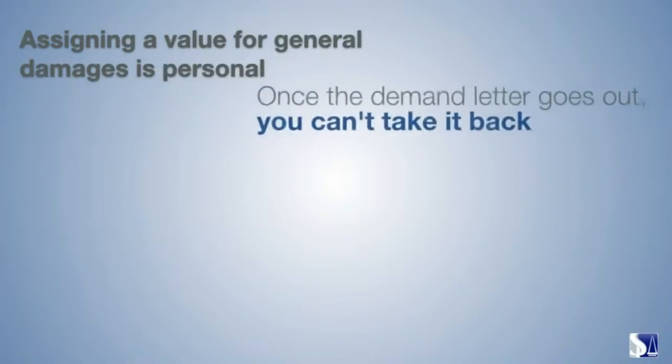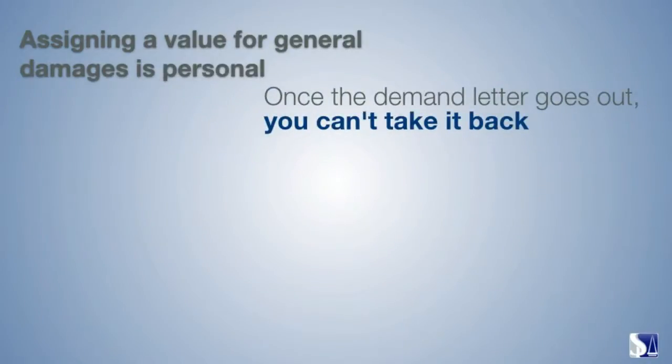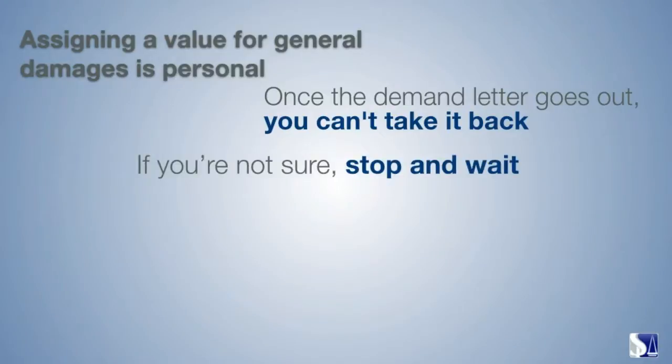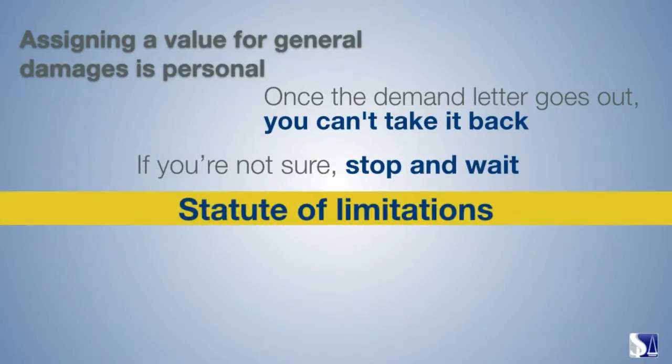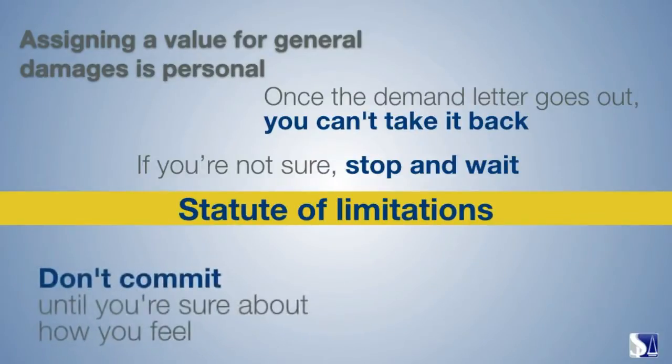Once that demand letter goes out, you can't take it back. You're committed to that figure, even if you develop additional symptoms a few weeks or months later. If you're not sure about the type and severity of your damages, stop and wait. Each state has a statute of limitations for personal injury lawsuits, usually between 1 and 5 years. As long as you're not close to the limitations date, don't commit. Not until you're sure about how you feel.